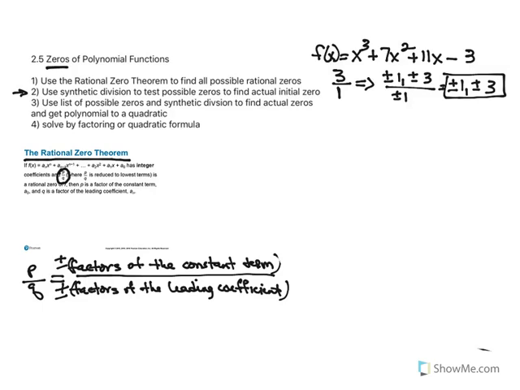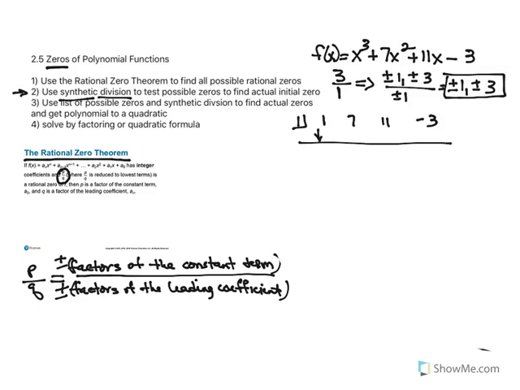So you choose any number you want, right? So we're just going to choose positive 1. So we're going to test positive 1. We use 1 as our shelf because we're doing synthetic division, right? We have to know what the process names are. So that means 1, 7, 11, negative 3 go across the top. And we go through our synthetic division process.